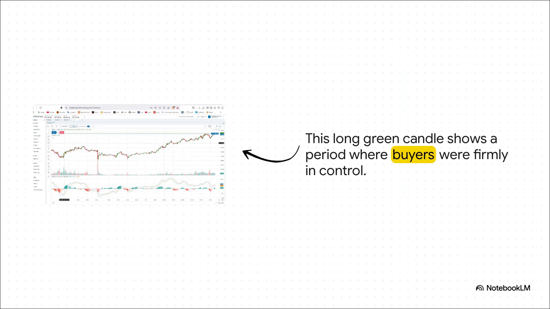Take a look at this long, solid green candle right here. Now the length of that body, that's the key. It tells you this wasn't just some small victory for the buyers. No way. This was a decisive one. It shows they stepped in with some serious force and conviction, just driving that price way up during that time.